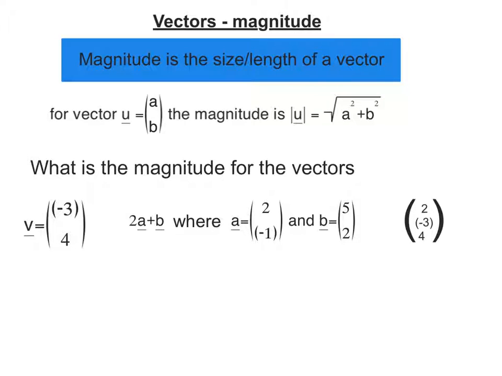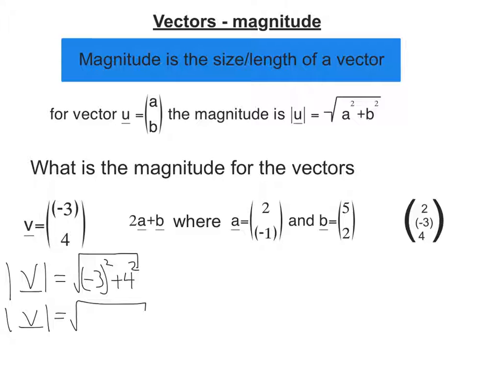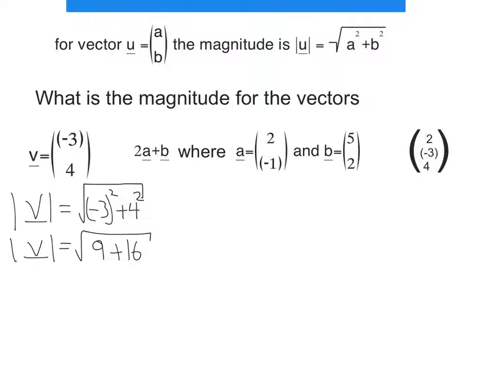So let's look at this first example here. We've got V is equal to negative 3, 4. So the magnitude would be negative 3 squared, remember to put that in a bracket, plus 4 squared. So I need to square them. Negative 3 squared is 9, 4 squared is 16. Add them before I square root. So we get 25. Square root of 25 is 5. So the magnitude of this first one, V, is 5.